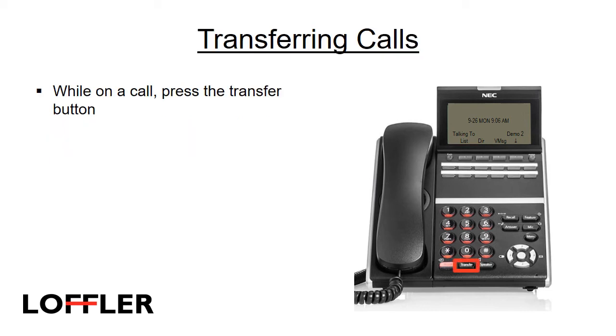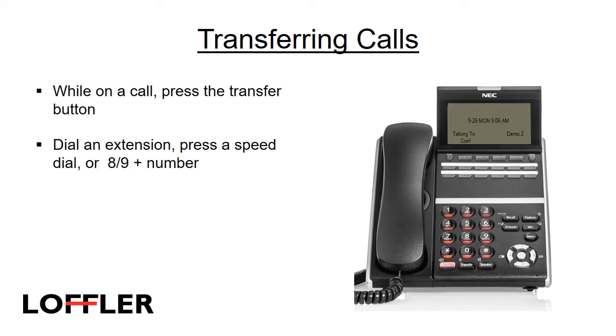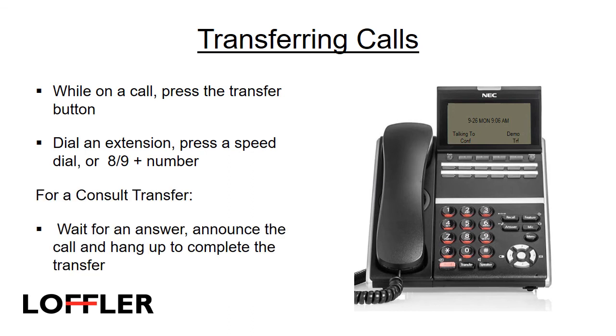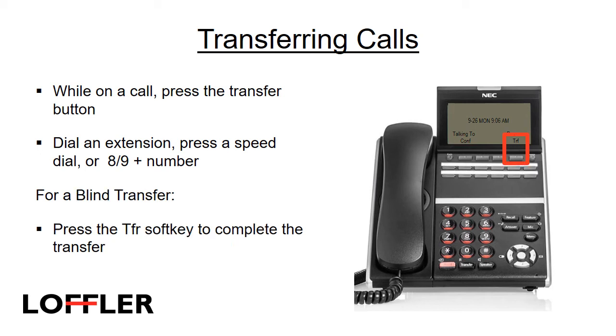To transfer a call from your extension to another number, press the Transfer button. Dial an extension, press a speed dial, or dial the trunk access code 8 or 9, and then a number. To do a consult transfer, wait for an answer, announce the call, and hang up to complete the transfer. For a blind transfer, press the Transfer soft key to complete the transfer.